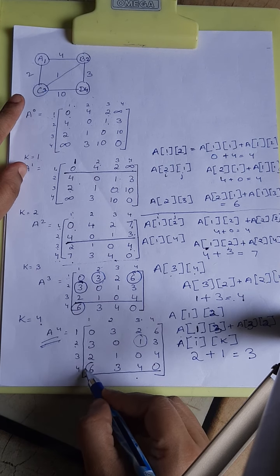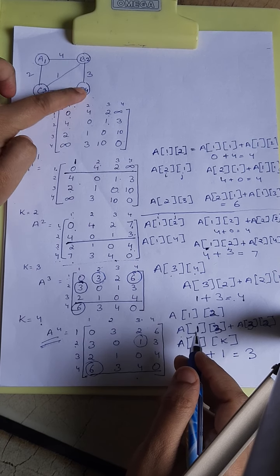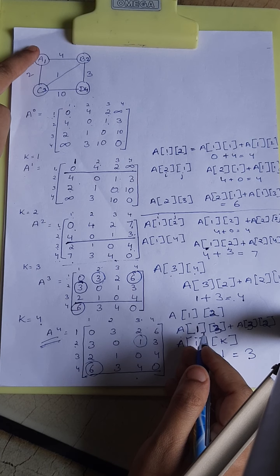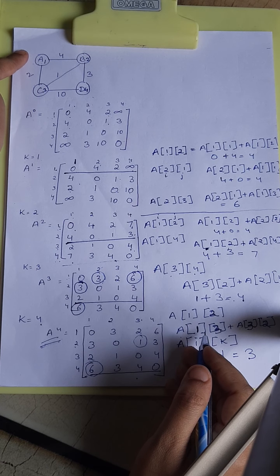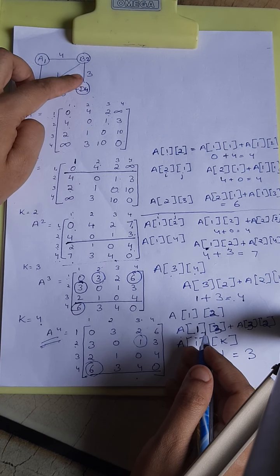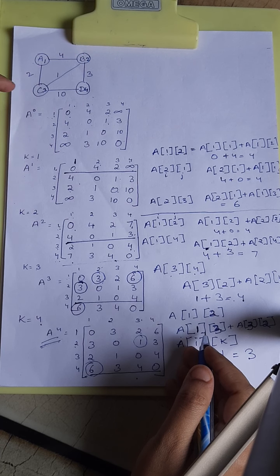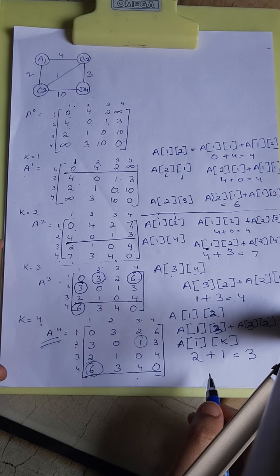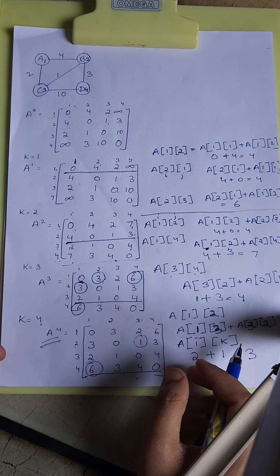If you can see, from 4 to 1, there is no direct edge. So there are so many paths. Via C also we can go, via 2 also we can go, but the shortest path is D to B, B to C, C to A. So from that we are getting only cost as 6. So this is the procedure of Floyd-Warshall algorithm.